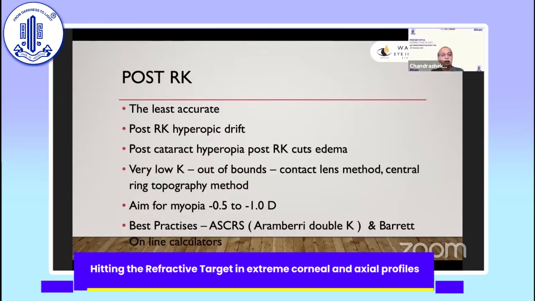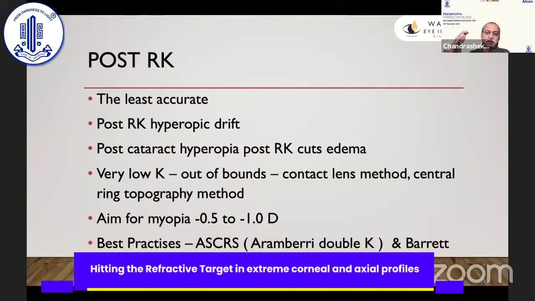Because of the hyperopic drift it has undergone over the years, and post-surgery the cuts undergo edema, there is a temporary hyperopic shift. Very low K is out of bounds for many machines and many calculators, and then you have to rely on the contact lens method. We have to aim for slight myopia.